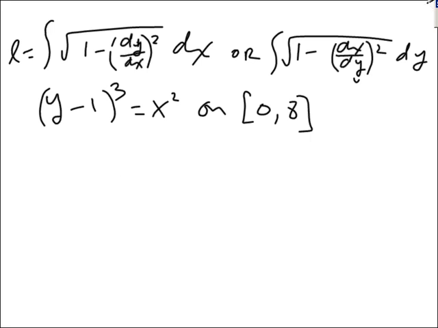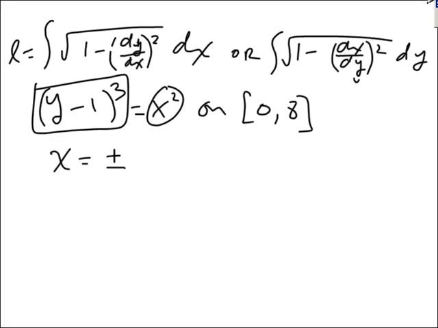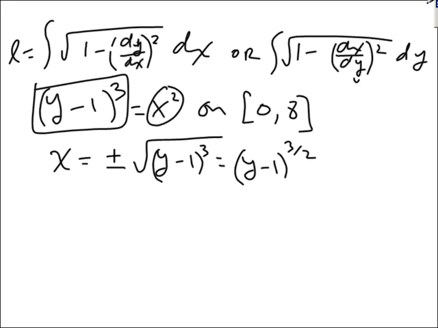Let's just take the square root of both sides. We know then that x is equal to plus or minus. If x squared equals anything, then x equals plus or minus the square root of that anything, which is y minus 1 to the 3/2, plus minus. Okay, so we have x. Let us find dx dy.